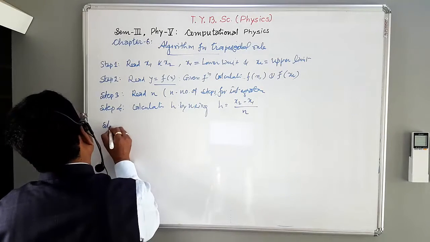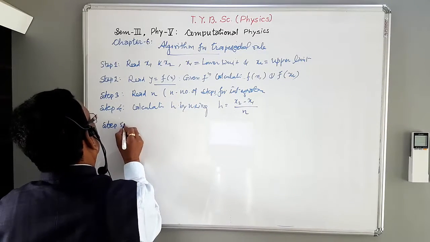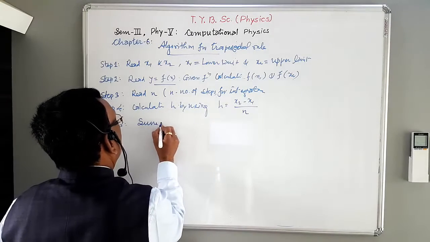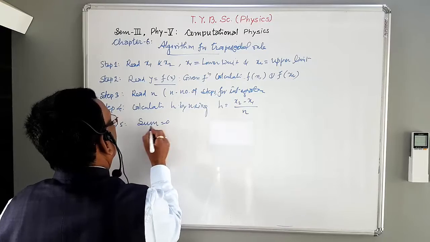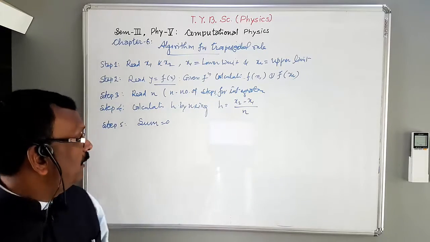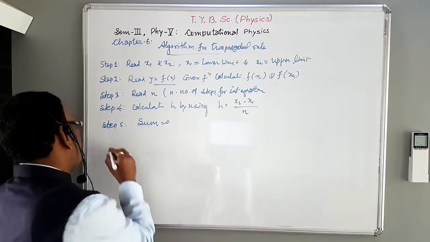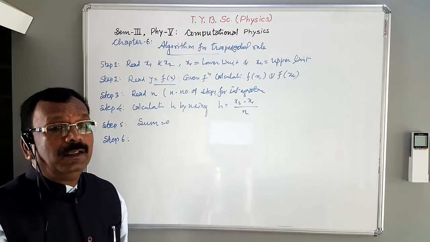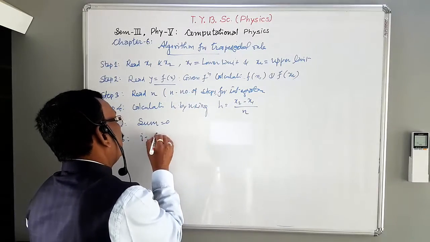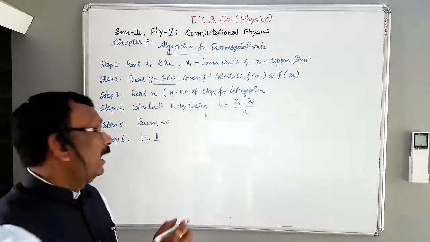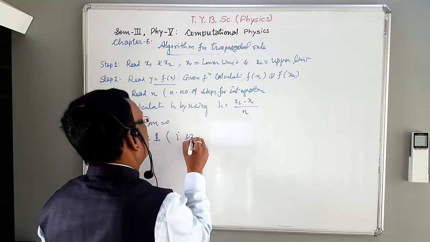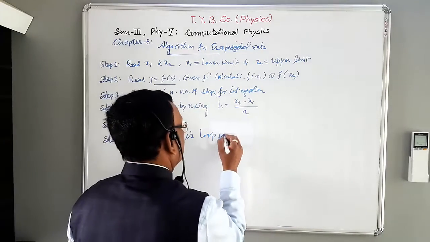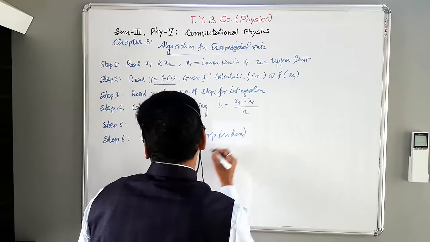Then in step 5, we have to initialize the sum, that is sum is equal to 0. Otherwise it will take a garbage value. Then in step 6, I is equal to 1, where I is the loop index. We have to consider the loop index.